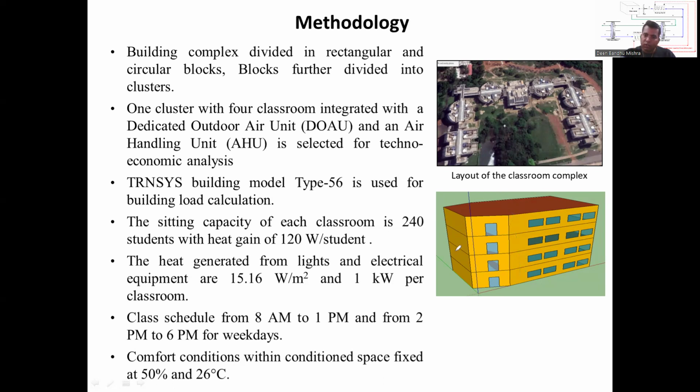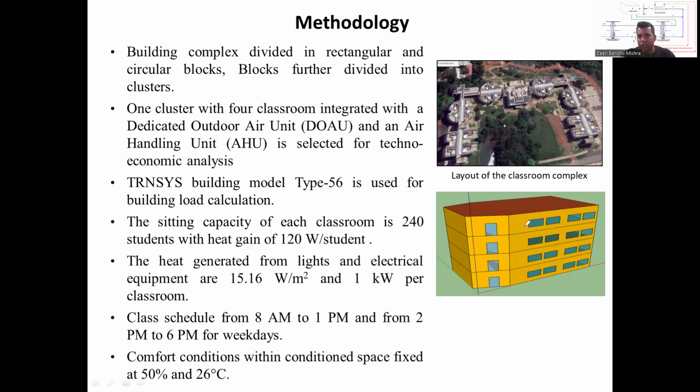This cluster is made with the help of a Google SketchUp model with the TRNSYS plugin, which is further modeled using a TRNSYS component called Type 56 for calculation of building cooling load. And each cluster is integrated with a dedicated outdoor air system and an air handling unit. The dedicated outdoor air system consists of this enthalpy wheel and a cooling coil, and the air handling unit further contains a cooling coil.